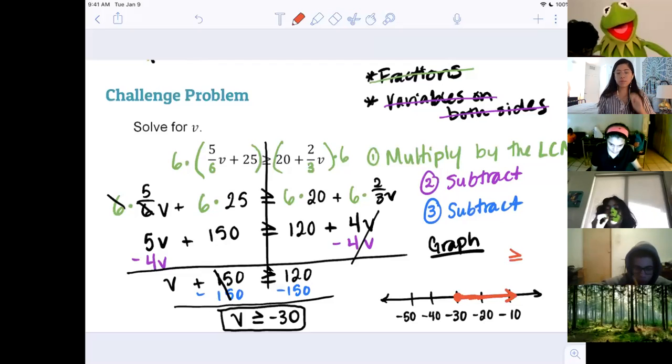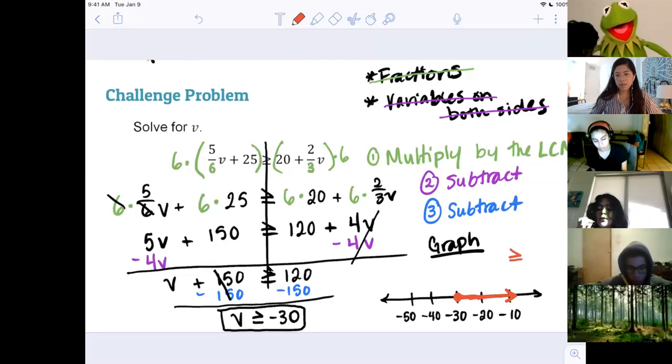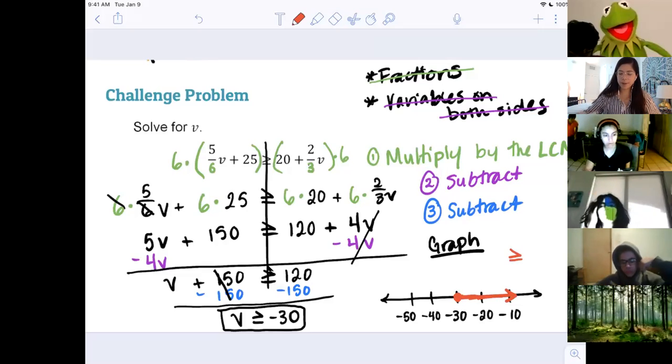Is it right that if it's not an equal to, like a less than or greater than, it's an open circle? That is correct. And that's actually what I was going to do next. So you're ahead of me.